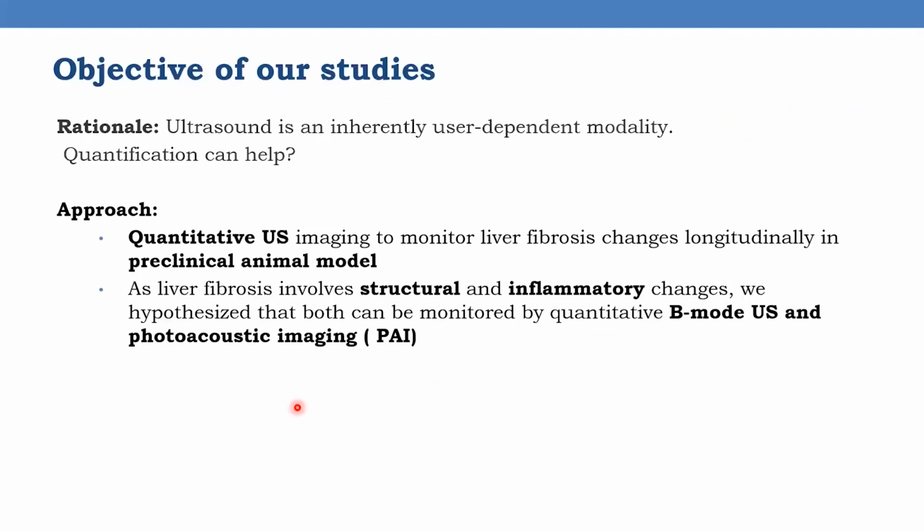So in our studies, our objective was to evaluate the use of quantitative ultrasound as an approach to overcome the limitations that we talked about earlier, represented by the user dependence and the qualitative nature of ultrasound assessment. For this purpose, we used quantitative ultrasound imaging to monitor liver fibrosis changes longitudinally in a preclinical animal model. As liver fibrosis involves structural and inflammatory changes, our hypothesis was that these changes can be monitored using quantitative B-mode ultrasound and photoacoustic imaging as well.